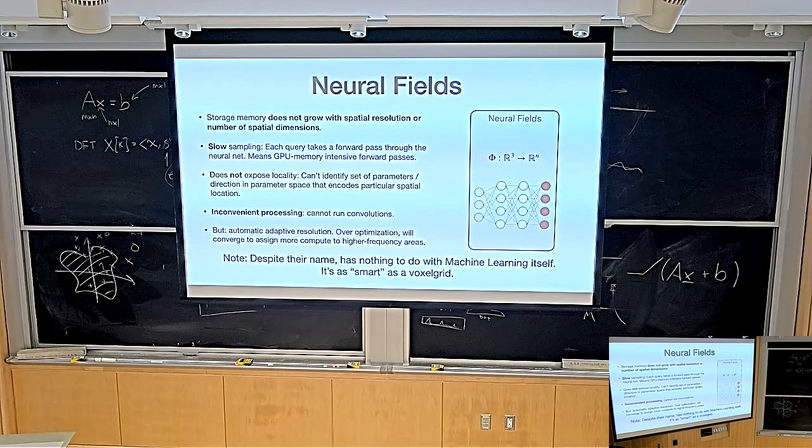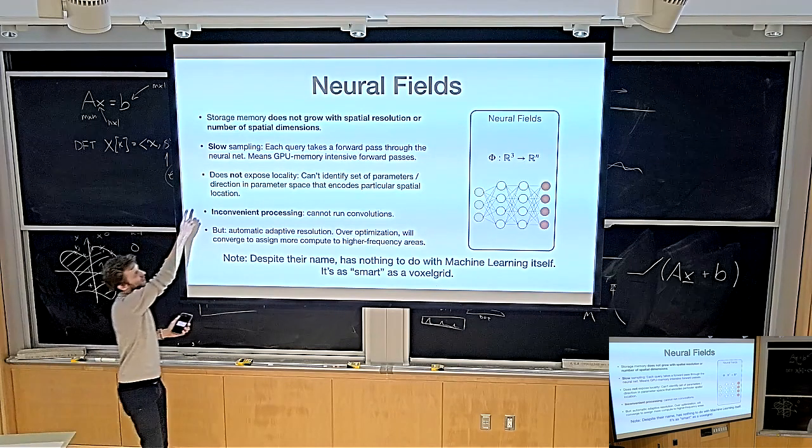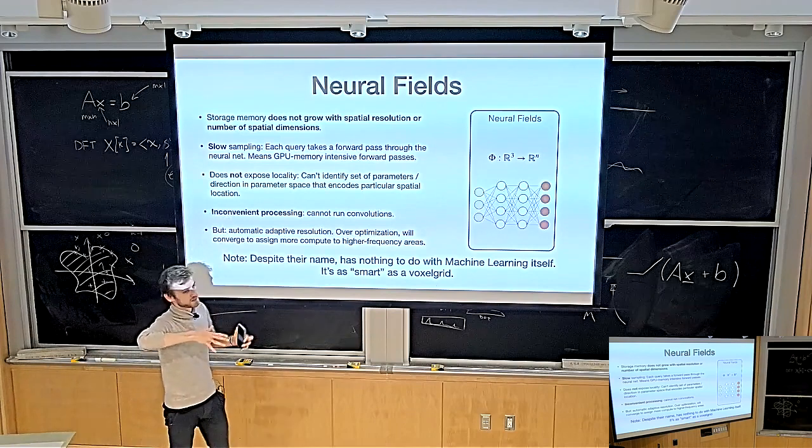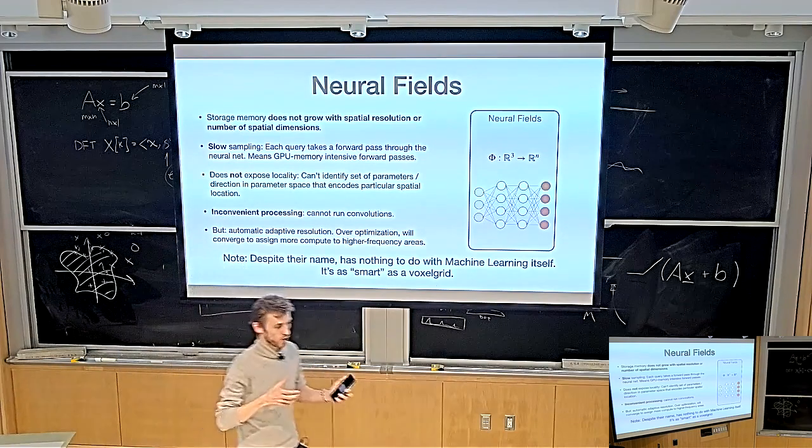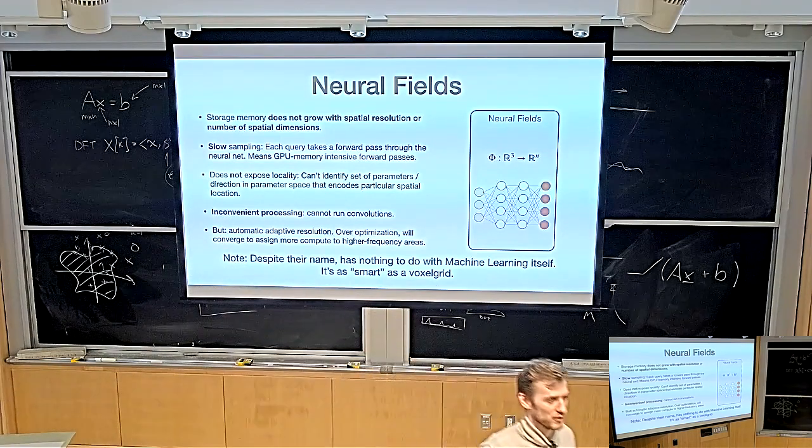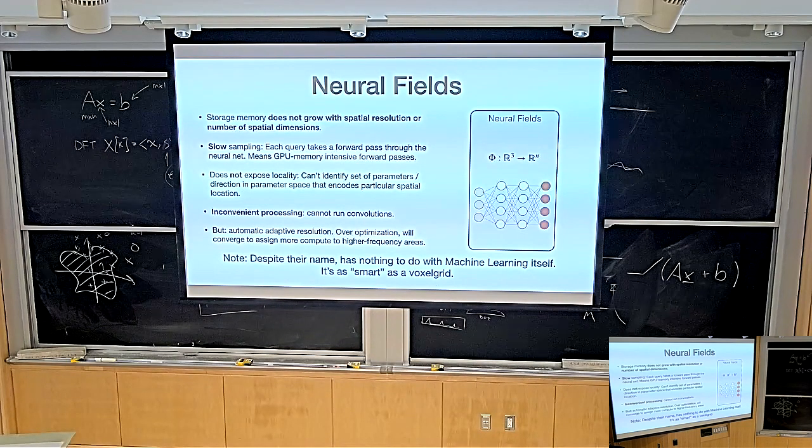Neural fields have a few cool properties and a few not so cool properties. One, the storage does not immediately grow with the spatial resolution that you want to encode, or the number of spatial dimensions. So for instance, if you have a function that is defined on a 10-dimensional input space, right? You can't store it as a voxel grid. There's no way you can store it as a voxel grid. It's not happening. It's way too big. But you could store it as a neural network because the neural network doesn't care. It just takes a 10-dimensional coordinate as input, gives you some output, you train it, done. Great. So that's a cool property.